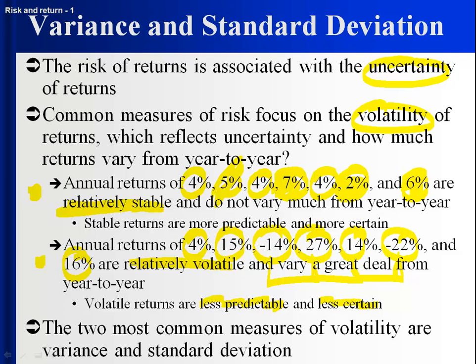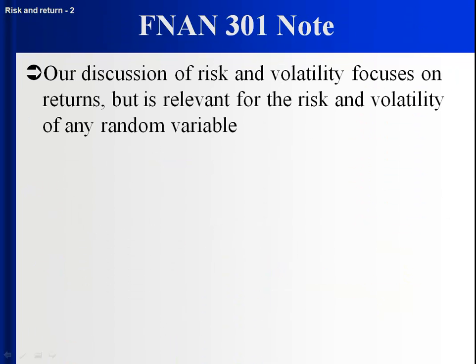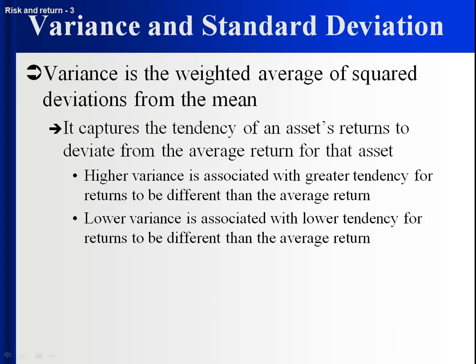How do we measure volatility? The two most common measures are variance and standard deviation. In our discussion, we're going to focus on the risk and volatility of returns, but the discussion on risk and volatility is relevant for any random variable. We're just talking about returns, but for any variable that's random, you can apply the same statistical notions that we'll be talking about.